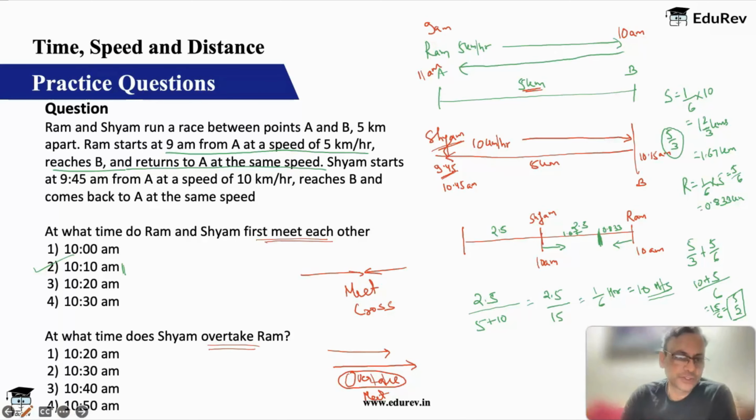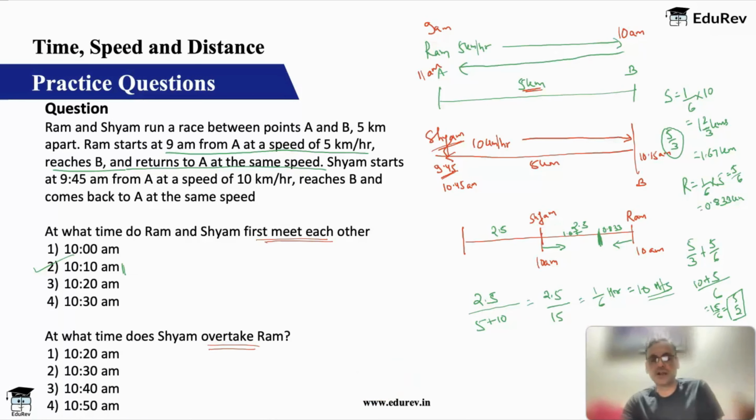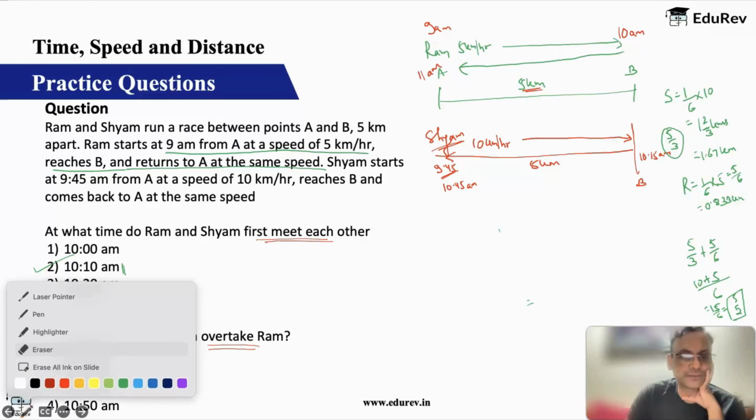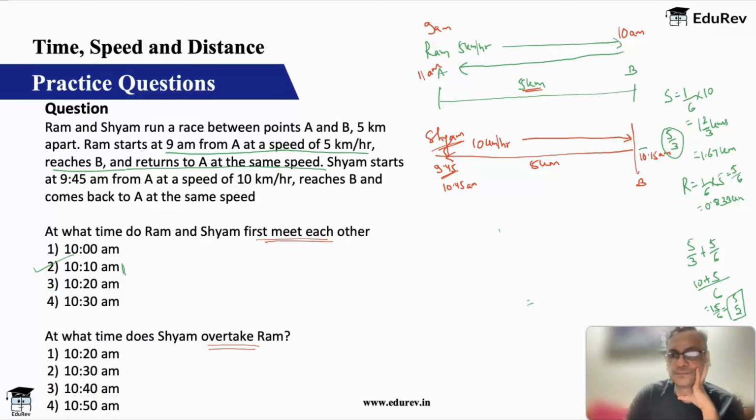Okay. Now let's solve the second part. Now Shyam has to overtake Ram. So now let's look at the scenario when Shyam has reached point B, and we'll solve from there. So Shyam has reached point B. When does Shyam reach point B? 10:15, right? We already wrote that. 10:15. Okay. So let's look at 10:15.